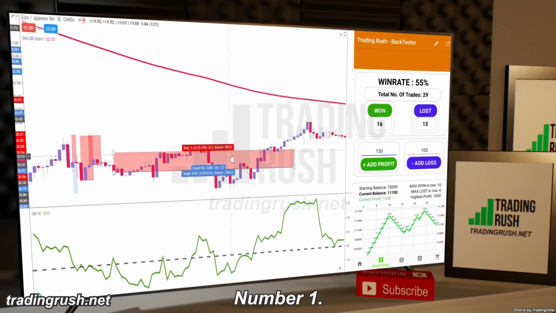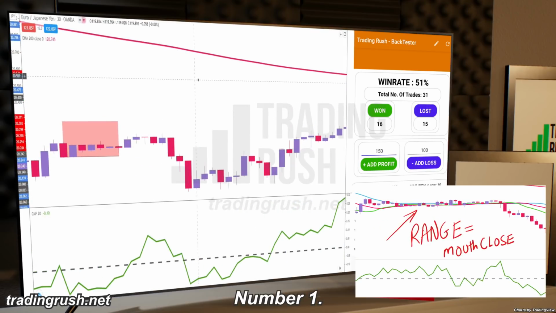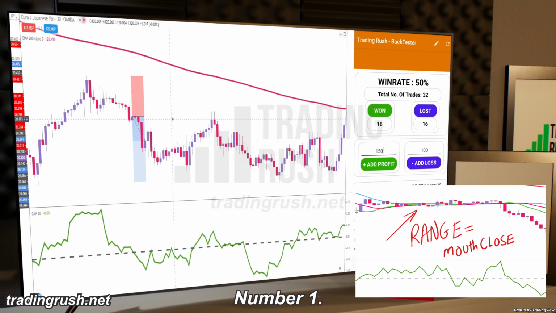This problem can be easily fixed by using the alligator indicator. Usually, when the mouth of the alligator is closed, it means that the trend is moving sideways.